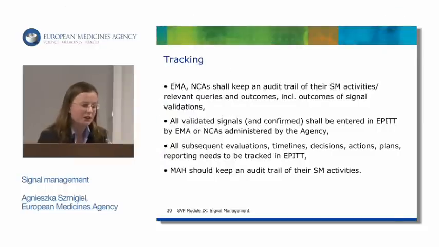All the steps which we presented should be tracked, and EMA and NCAs should keep an audit trail of their signal management activities. Relevant queries and outcomes, including outcomes of signal validation, and all validated and confirmed signals should be entered in EPITT by EMA or NCA, which is administered by the agency. And all subsequent evaluations, timelines, decisions, actions, plans, and reporting need to be also tracked in EPITT. Marketing authorization holders should also keep an audit trail of their signal management activities.